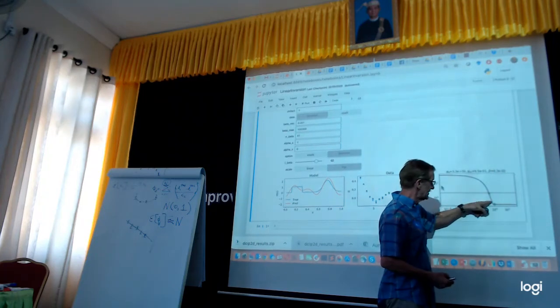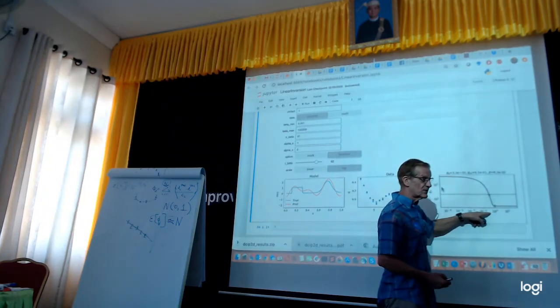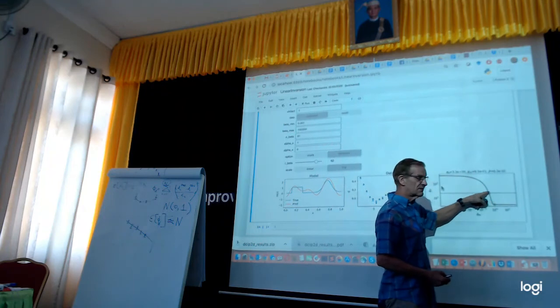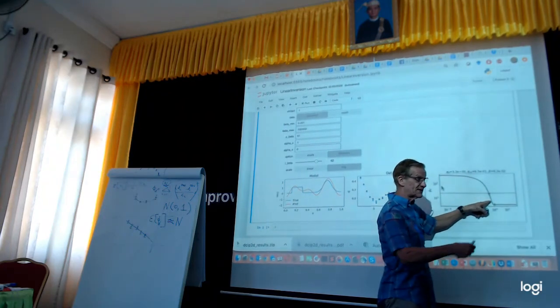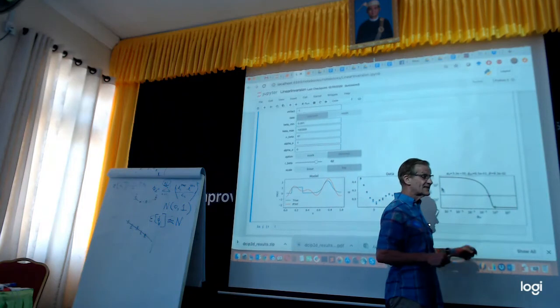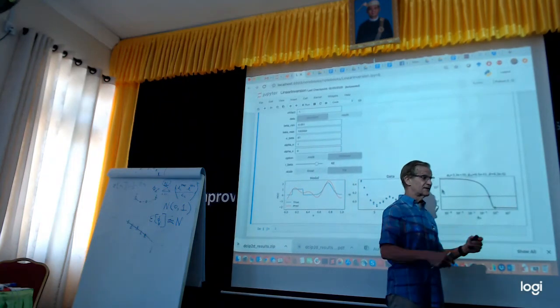If phi d is changing but phi m is not increasing, then we're probably still working with signal in the data. Signal, like good stuff in the data.